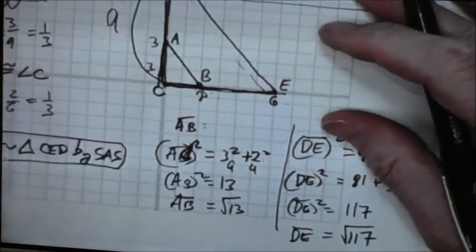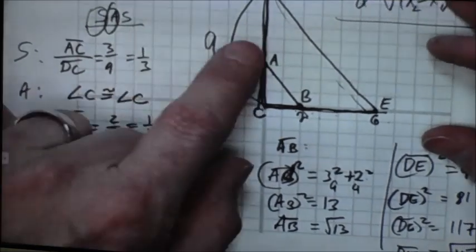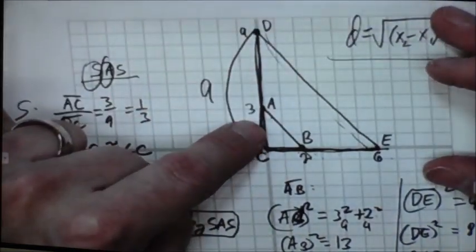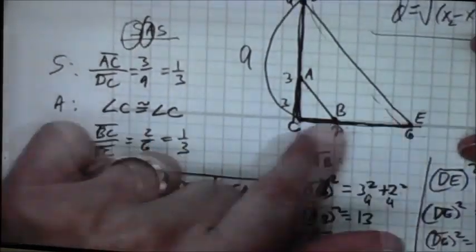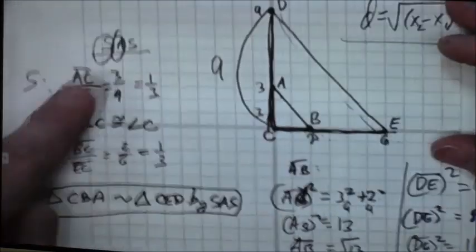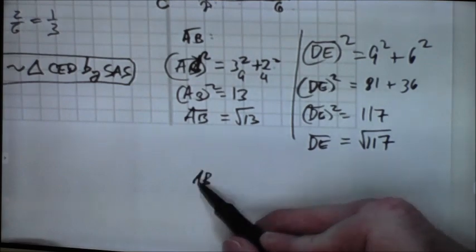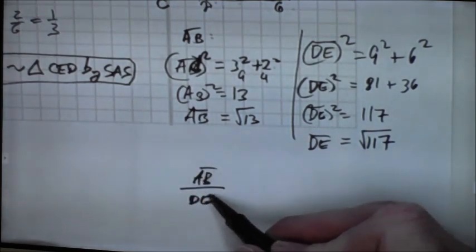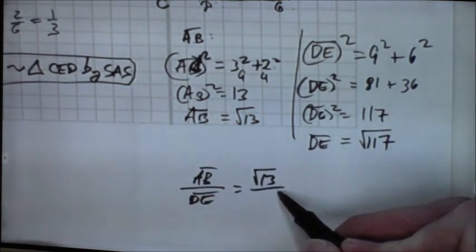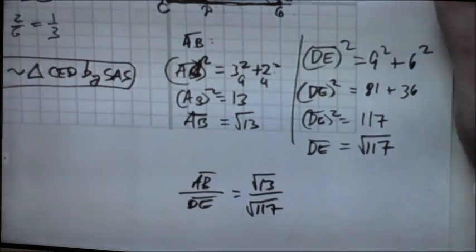So if I want to see, I've already proven that this side to this side is 1/3, and this to this would be 3 over 1. Let's see about this one. Since I kept it to 1/3, let's keep the smaller one on top. So AB over DE is the square root of 13 over the square root of 117.